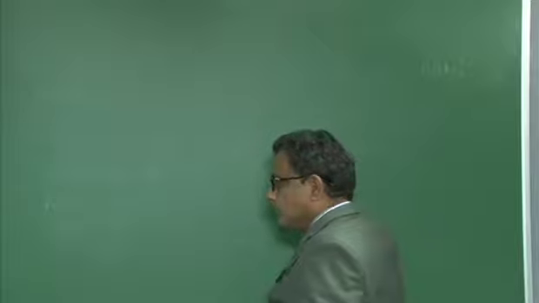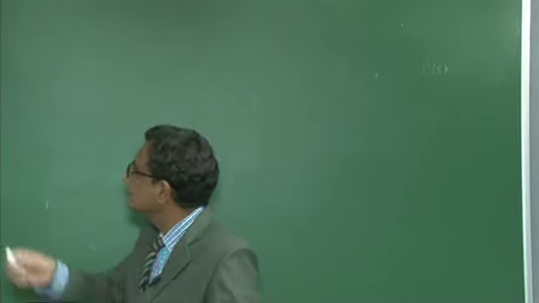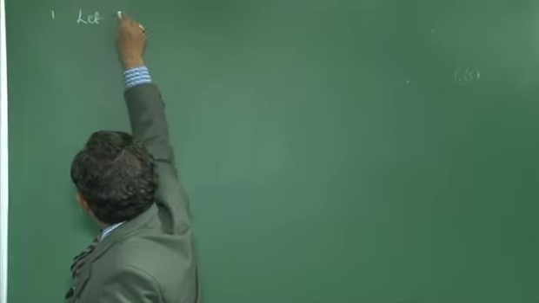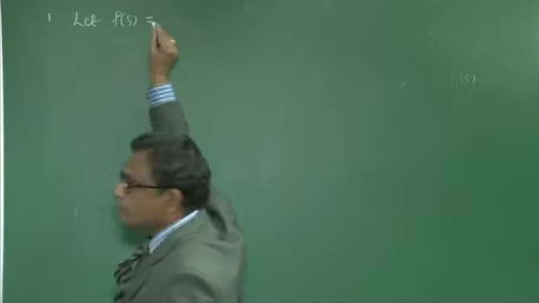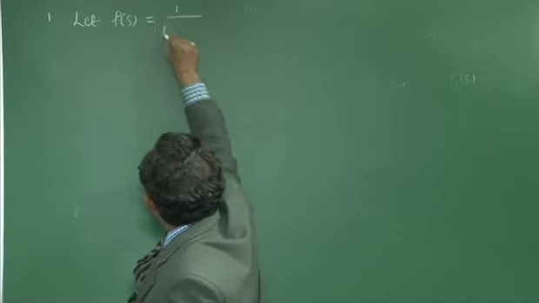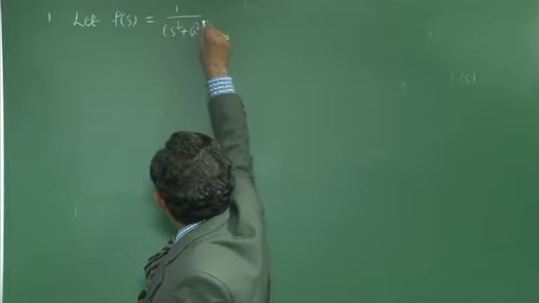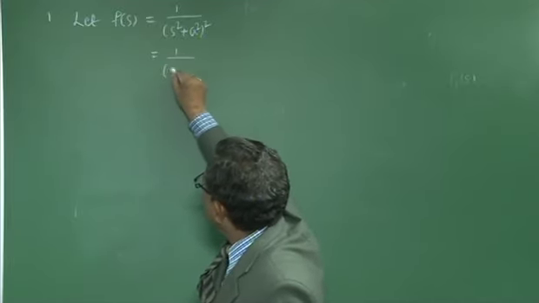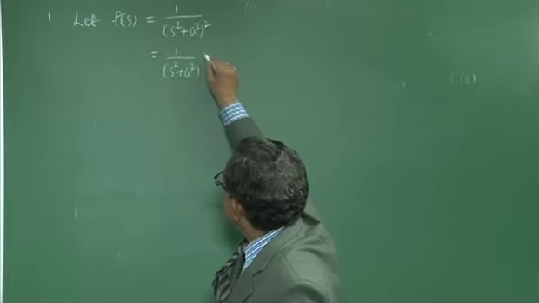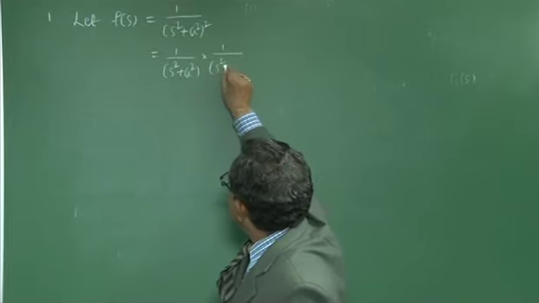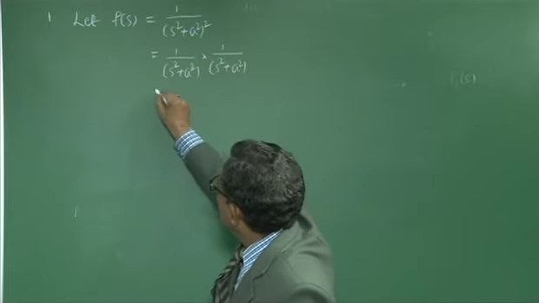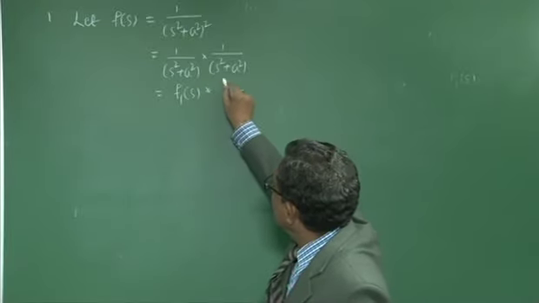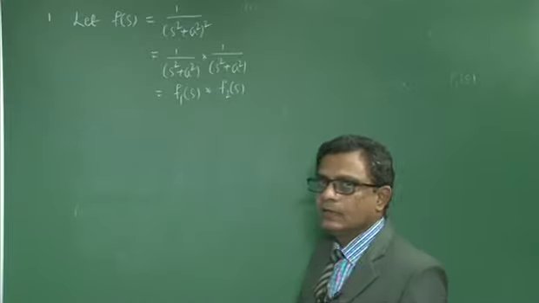First example, to find the inverse Laplace transform. Let F of s equal to, that is the given function, 1 divided by (s square plus a square) whole square. This is your given function. You can express it as 1 divided by s square plus a square into 1 divided by s square plus a square. Now you can take one of them as the first function F1 of s, another one as the second function F2 of s.